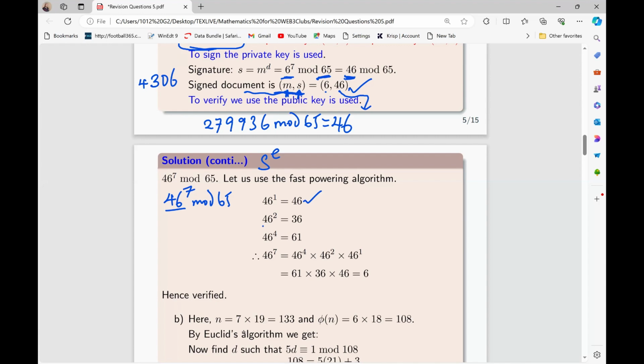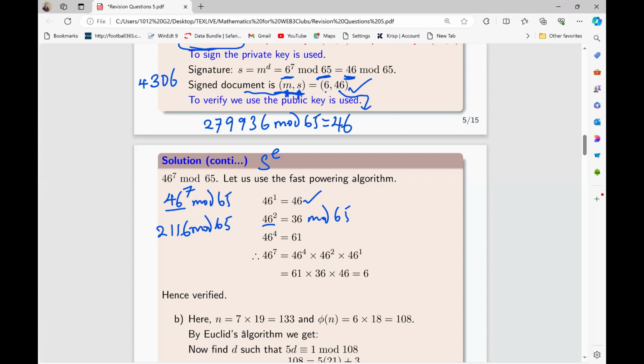Then 46 squared, what is it? Let's just use a calculator. And remember, we are doing it mod 65. So let me do it. 46 squared, I'm getting 2,116. I do mod 65, which again means divide by 65 and write the remainder.